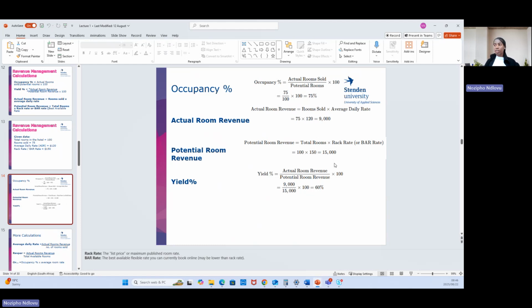So how then do we calculate the yield percentage? We say actual room revenue, the amount that we're actually generating because of the amount of rooms that have been actually sold, divided by the potential room revenue. So it will be the 9,000 divided by the 15,000 times 100 for you to get 60%.